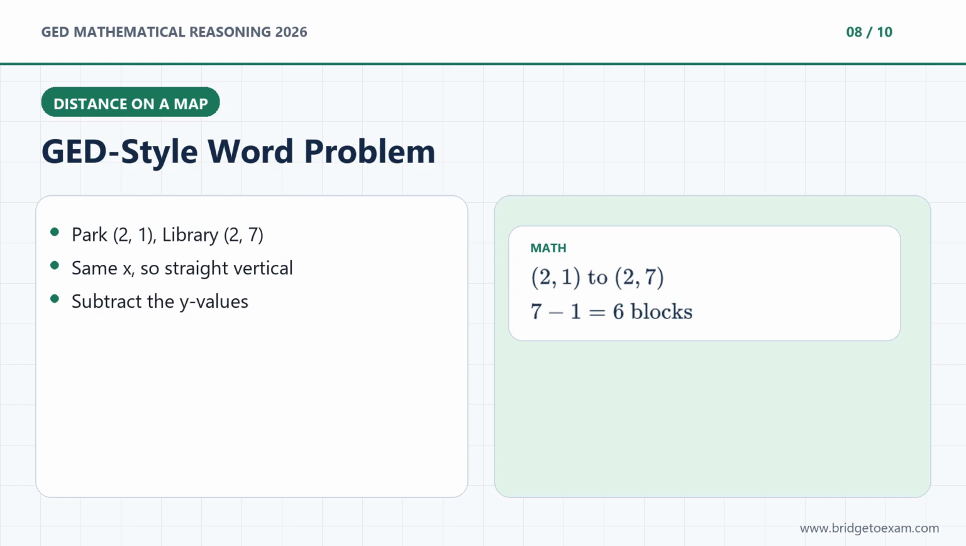Here is a real use. On a city grid, a park is at 2, 1, and a library is at 2, 7. How far apart are they? Since the x values match, they are straight up and down. Just subtract the y values. 7 minus 1 is 6. They are 6 blocks apart.